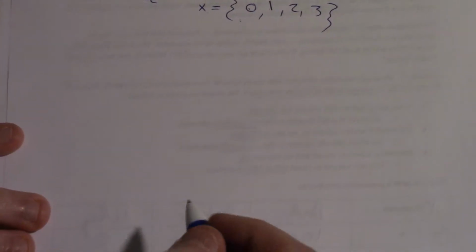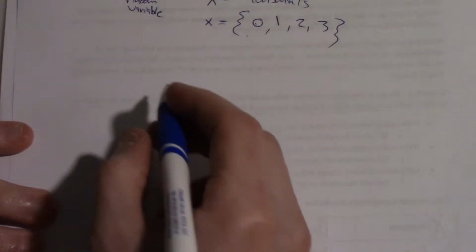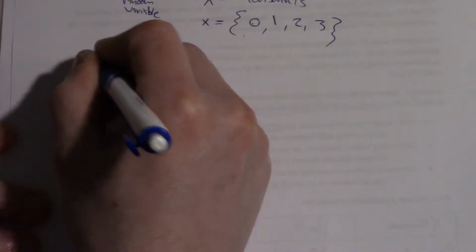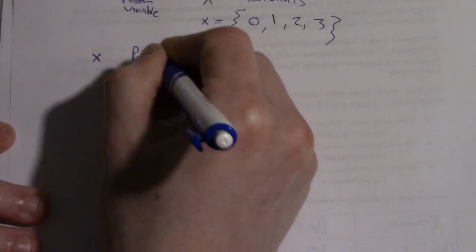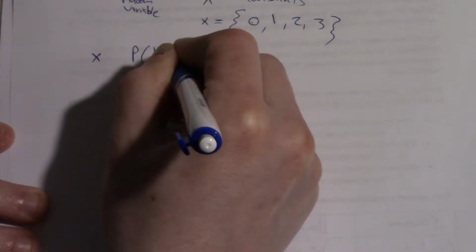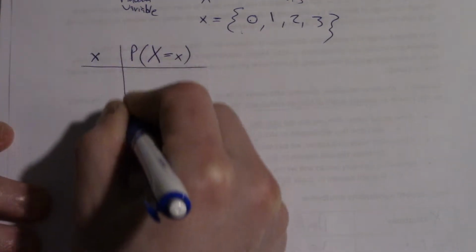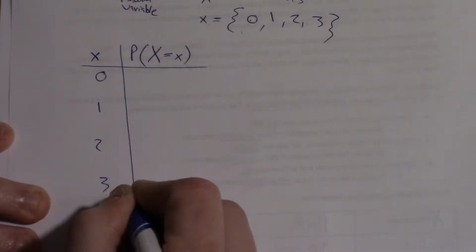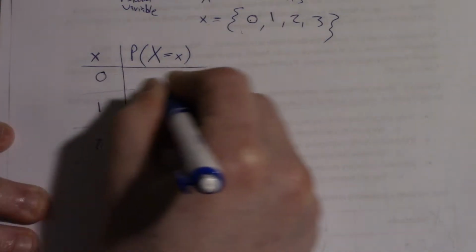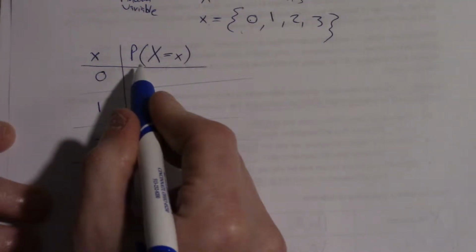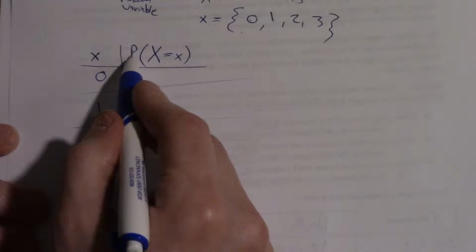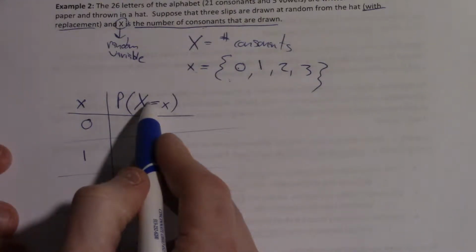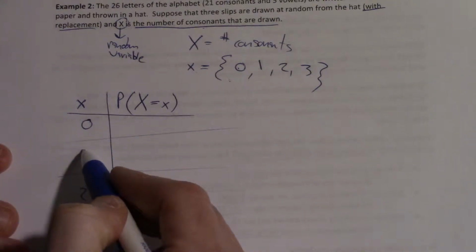So now what we want to do is create the probability distribution. So we have 2 rows or 2 columns. I typically draw it vertically. So we have little x, and then we have the probability that big X equals little x. So we write down the values that we could see. And then the column on the right is saying, what's the probability that your random variable, the number of consonants we see, equals each little x?